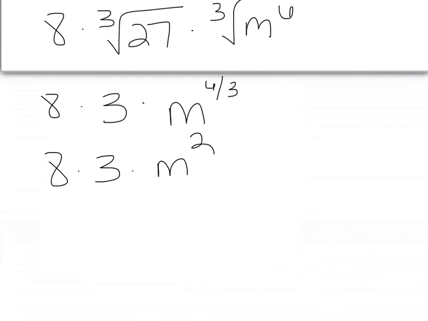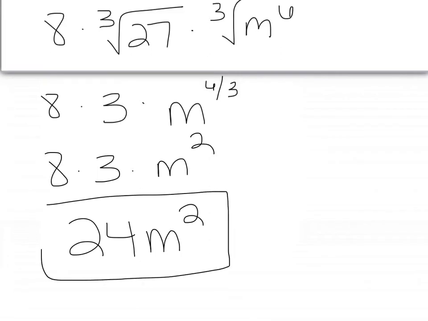So if we want to clean this up a little bit, we know 8 times 3 is 24. And m squared we're just going to leave alone. So our answer is 24m squared.